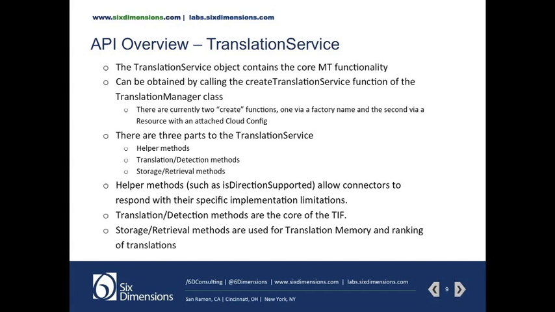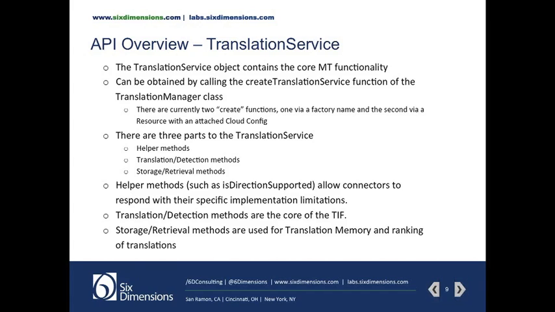And there are currently two create functions that you can use in the translation manager. The first is via supplying a string, which would be a unique factory name. So in the case I just gave, if you said create translation service and you provide the string Microsoft, the translation manager would look into its factory listings and pull out the connector that had the ID Microsoft.